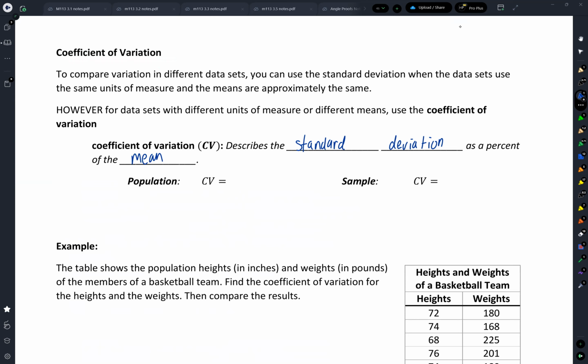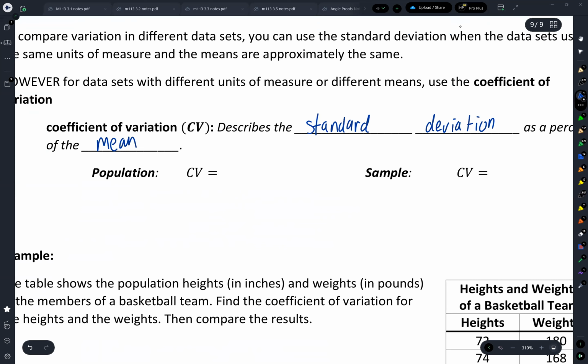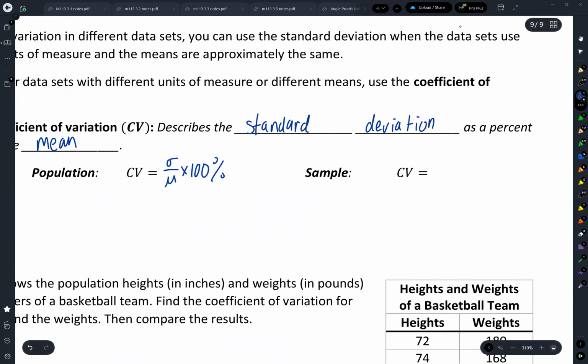So for a population, the coefficient of variation is just the population standard deviation divided by the population mean, times 100. That'll give you a percent. Now for a sample, it's the same formula, except we use the letters for a sample. Sample standard deviation s divided by the sample mean, which is x bar, times 100%. So the formula is the same, but for sample and population they're just different variables. That's the only difference between the sample and population formula.